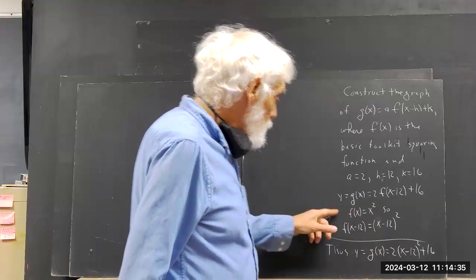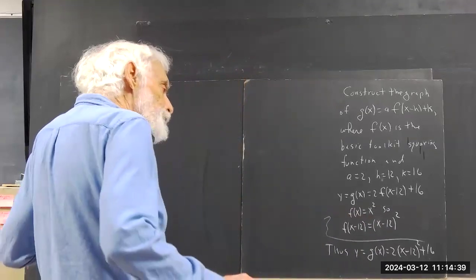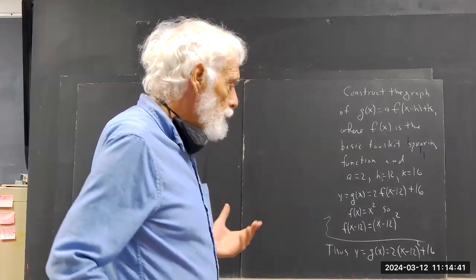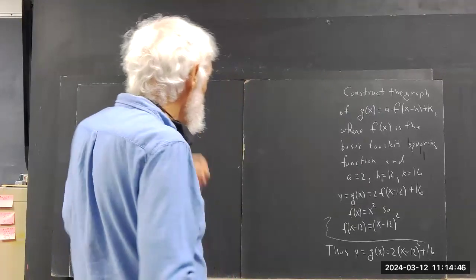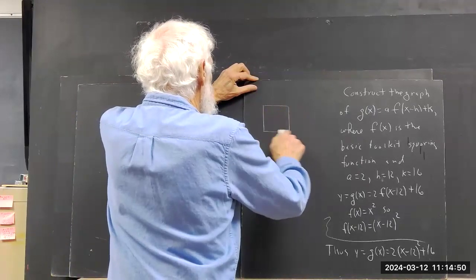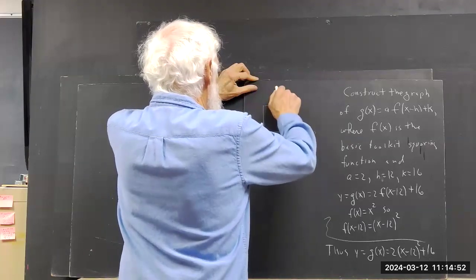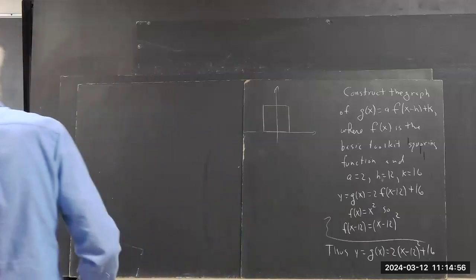Now, we have this. Okay, so we have this function. Now, what do you know about the graph of this function? Well, I'll give you a hint. We start with our usual 4x4 box.